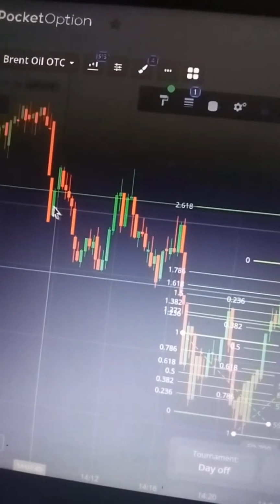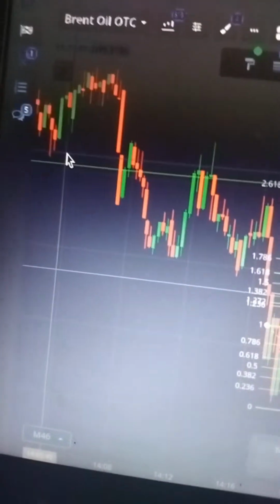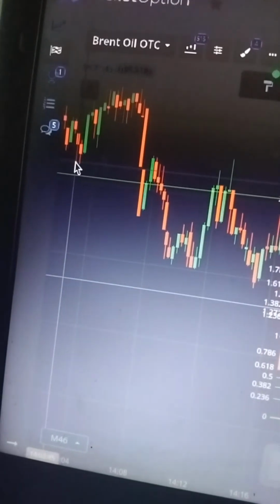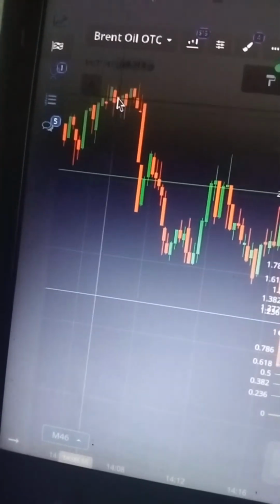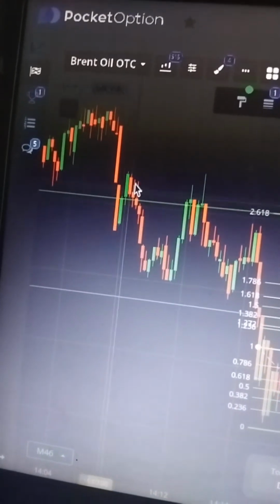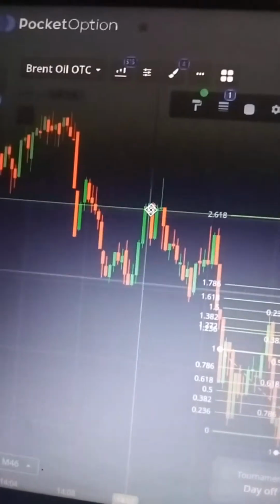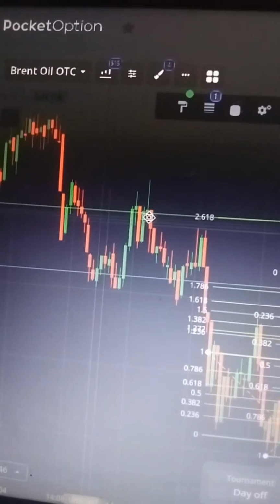So this is a good supply zone, right? This is a good supply zone. As you can see, this was a demand zone before. Pump, right? Then price came down, then found a resistance, then dumped. Another resistance, then dumped. So this is a good supply zone, right there. Just like it. Look.